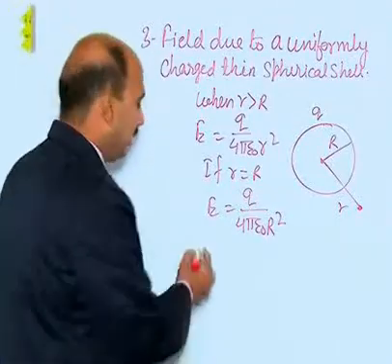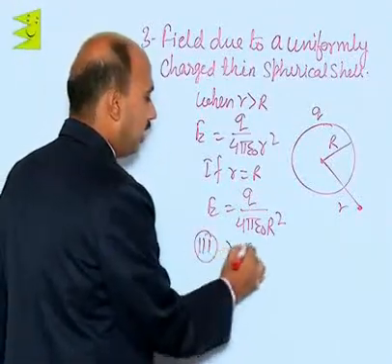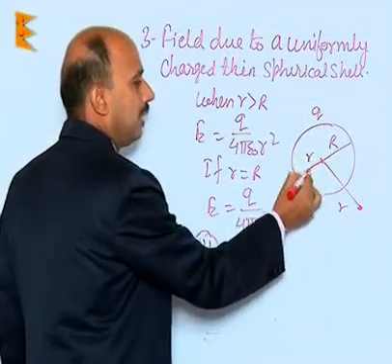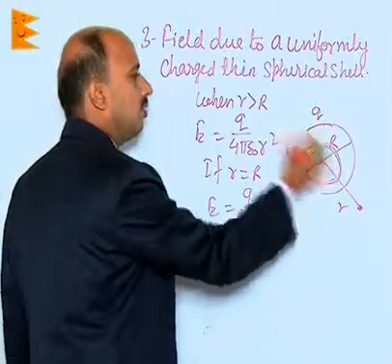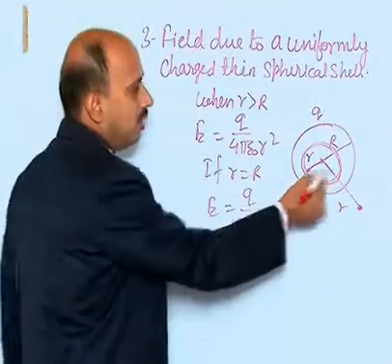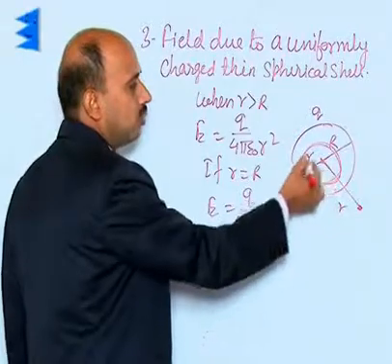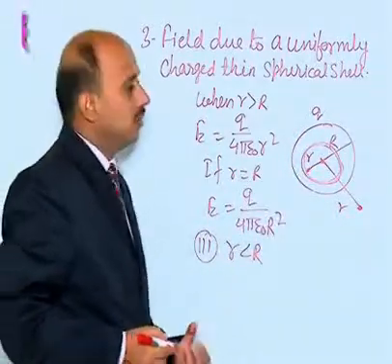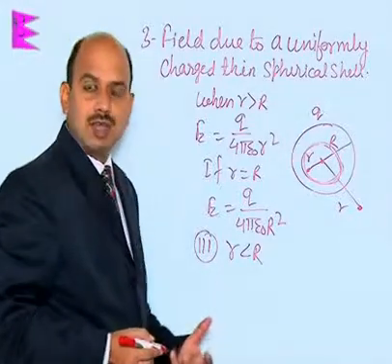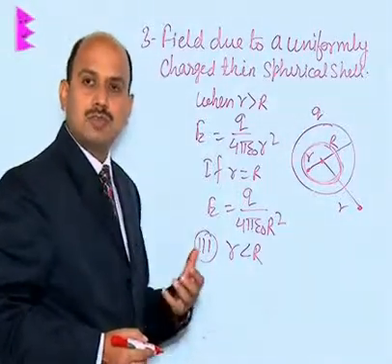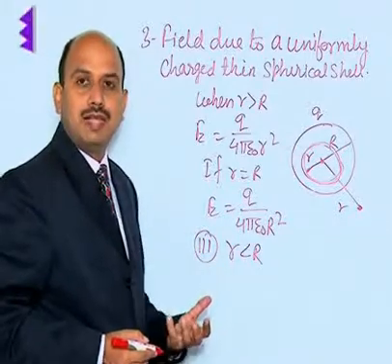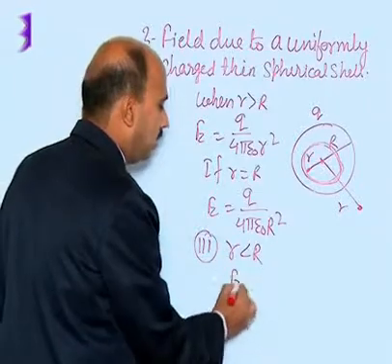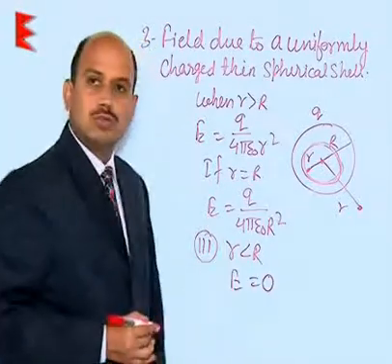Now if you are calculating the third case, r is less than R. It means the point is somewhere here, and by taking this you draw the Gaussian surface. You will see all the charge is outside this Gaussian surface, so no charge is enclosed by it. If you are drawing a Gaussian surface inside the shell, the net charge enclosed by the Gaussian surface is 0. Therefore the electric field intensity inside the shell is 0. So when r is less than R, we get E is equal to 0.